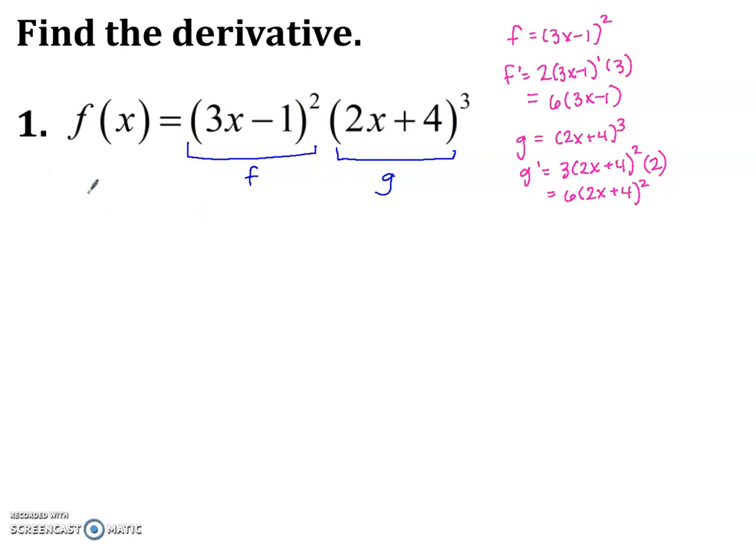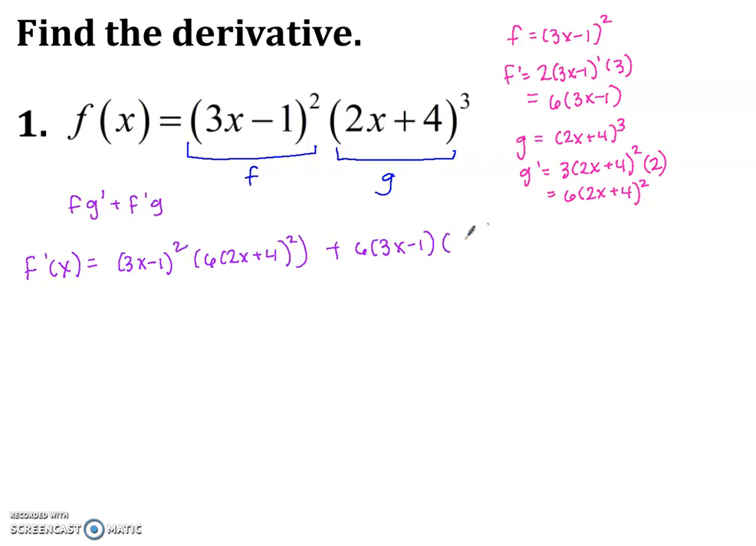And now we're ready for our product rule, which is just F times G prime plus F prime times G. So we'll have f prime of x is going to equal 3x minus 1 to the second power. So that's f. Then g prime is 6 times 2x plus 4 squared. Then f prime is 6 times 3x minus 1 times g, which is just that 2x plus 4 cubed. Then here, I'm just going to rewrite this with the 6 in front.